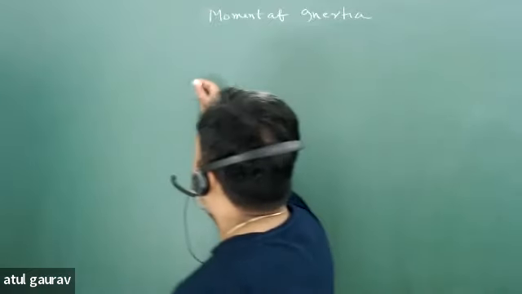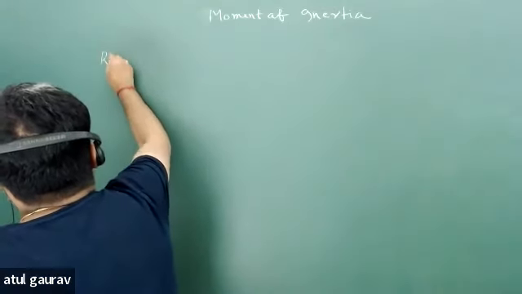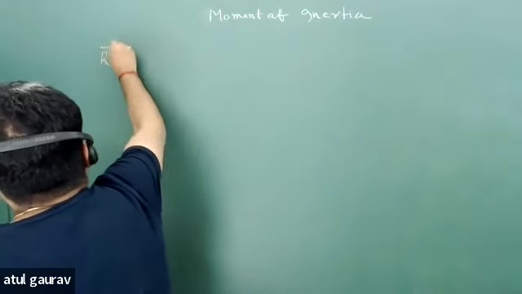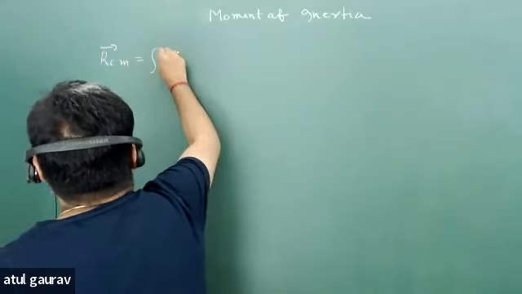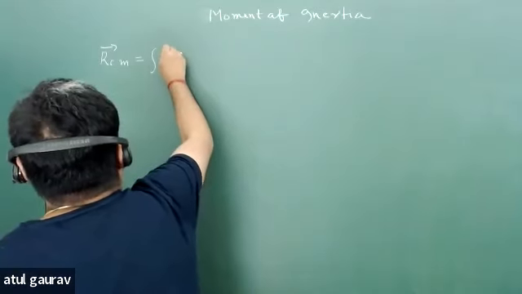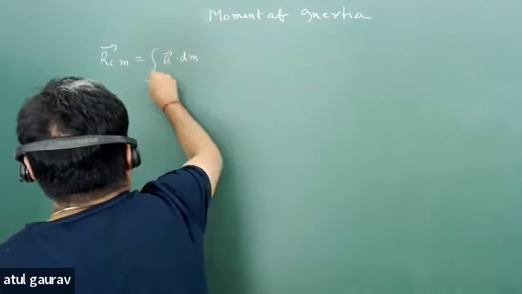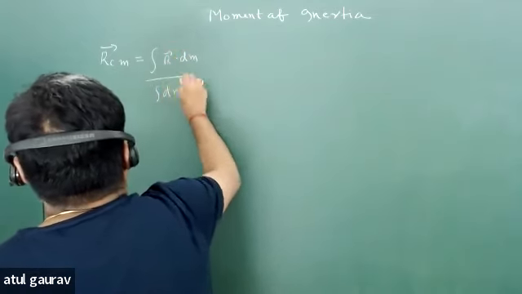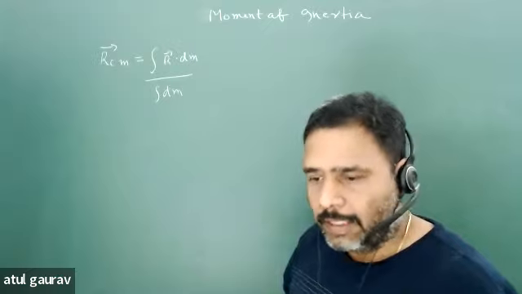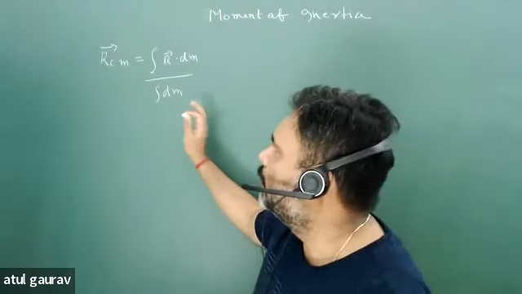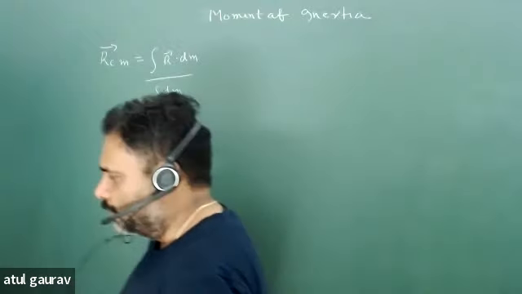But before that we can revise what center of mass is. So we have our center of mass, and this center of mass is nothing but a vector, and this value is equal to the sum of r dm upon dm. So this is the definition of center of mass. So you can easily compare x axis, y axis, z axis, and you can find x center of mass, that is nothing but the coordinate.